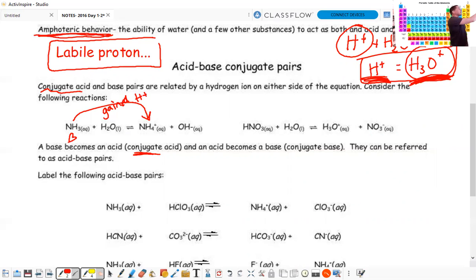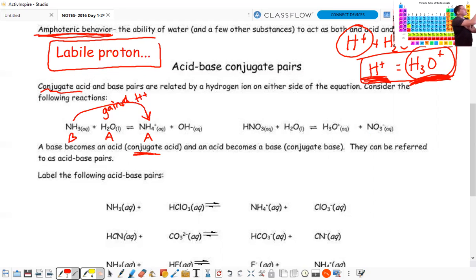Now the base, remember, as I said, becomes the acid on the other side. That is sometimes referred to as the conjugate acid because it's, again, formed from the base. But you could, again, just call it an acid, acid-base pair. So there's one acid-base pair. The other one then must be water and OH minus. So that makes this the acid.